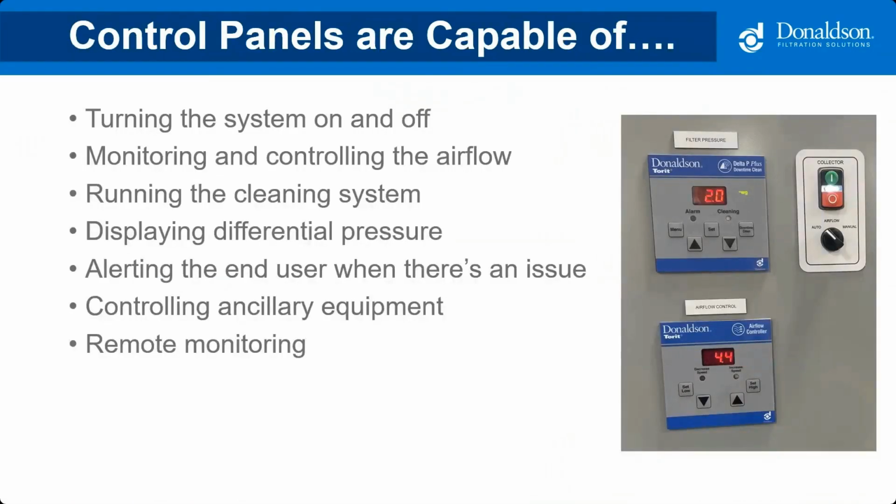Electrical controls are capable of turning the system on and off, monitoring and controlling the airflow, running the cleaning system, displaying differential pressure, which is important to help understand the condition of the filters, alerting the end user when there's an issue, such as when it's time to change the filters or empty the dust bin, controlling ancillary equipment, such as explosion mitigation devices, and remote monitoring of the system.